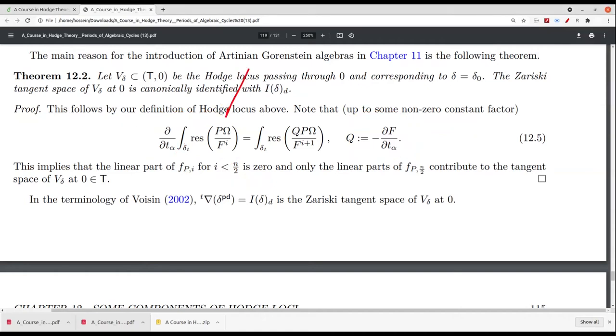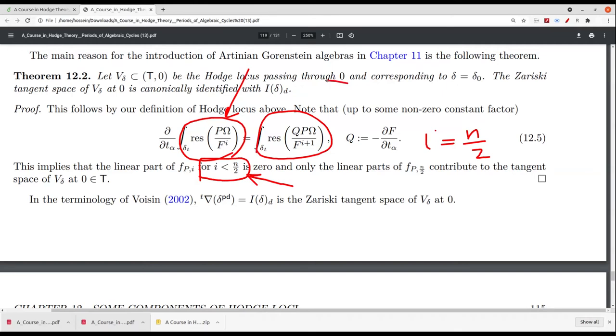So these P's are the ones which come from the definition of a Hodge locus. We want to compute the linear part of these for i less than n/2 and i equal n/2, because these define the notion of Hodge locus. And it turns out that in this case, we land again on a differential form which is in F^{n/2+1}. So by definition of the Hodge locus it is zero. And just in the case of i equal n/2, we get an integral.